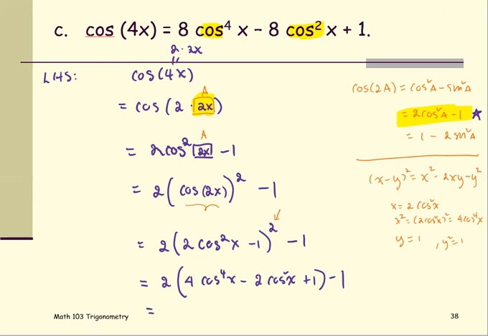Distribute 2 into the parentheses. We have 8 multiplied by cosine to the fourth of the x minus 4 times cosine to the second of the x plus 2 minus 1. That becomes plus 1 as the most simplified form. We distribute this. And now we have the same 3 terms as we see on the right-hand side. We are done proving.